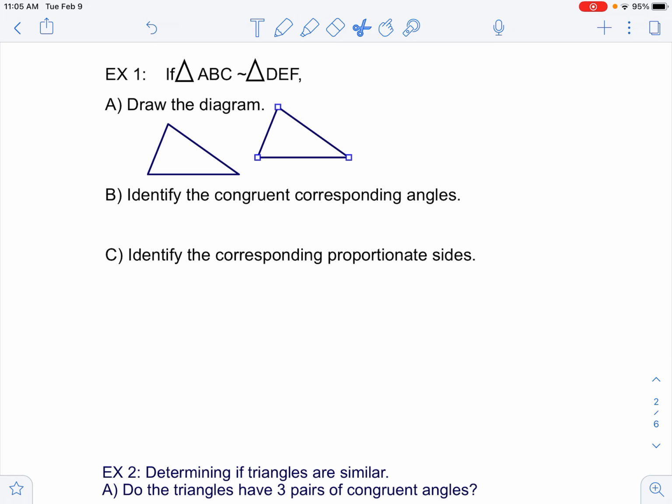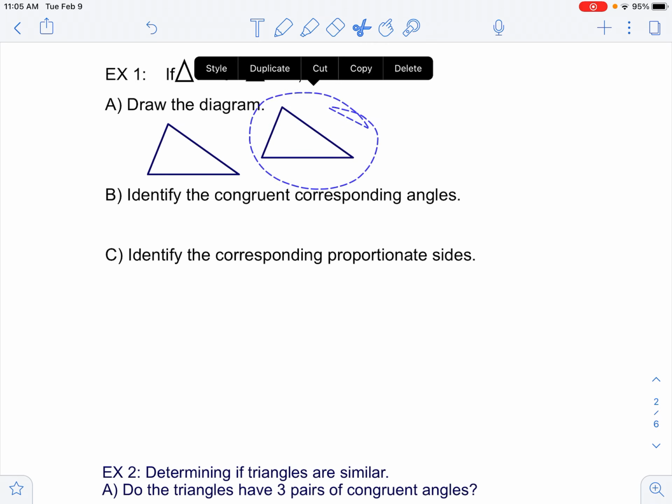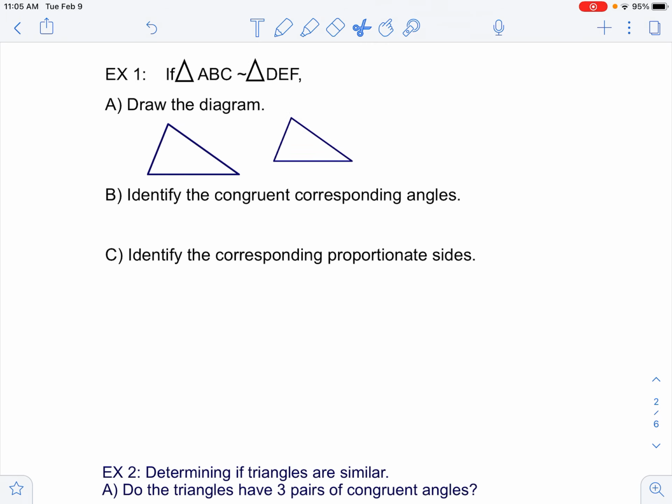What you could do is copy and paste it, and then change it. If you change it this way, you're changing the shape of it. You want to change the size. So if you circle the whole thing, you can change the size by just moving it in and out, like so. You can make it bigger, you can make it smaller. Okay, so I'll make it smaller. So the two triangles are similar right now.